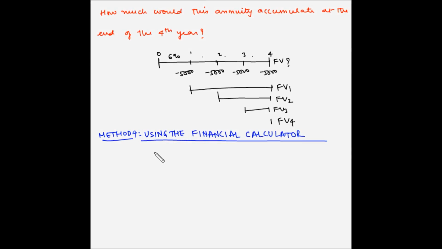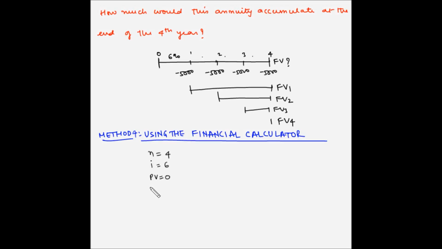Now let's look at the fourth method, which is to use the financial calculator. In order to use the financial calculator for finding out the future value of an annuity, we have to consider four main buttons. First is N, which in our case is 4. Second is I, which in our case is 6. Now note that when we are entering the value of I in the financial calculator, we have to enter it as it is, that is 6. We are not entering it as 0.06. Present value, which is 0, because we are not considering the case of a lump sum investment.